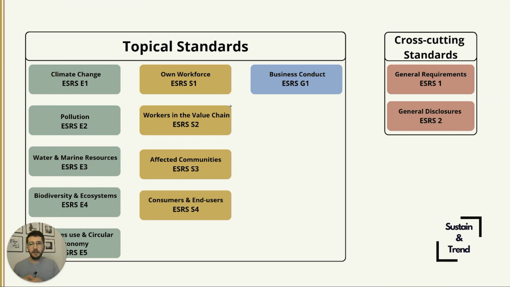This is the general part, which we call cross-cutting standards here, ESRS 1 and 2. And there's the specific standards: E for environment in green, S for social aspects in yellow, and G in blue for governance. I'll cover the cross-cutting and the E here, where my expertise lies. However, it's a similar approach.